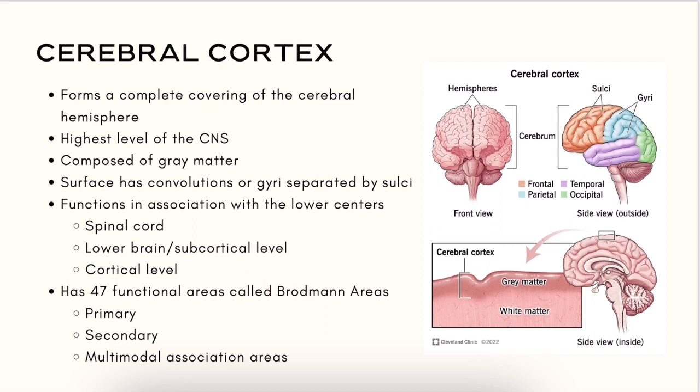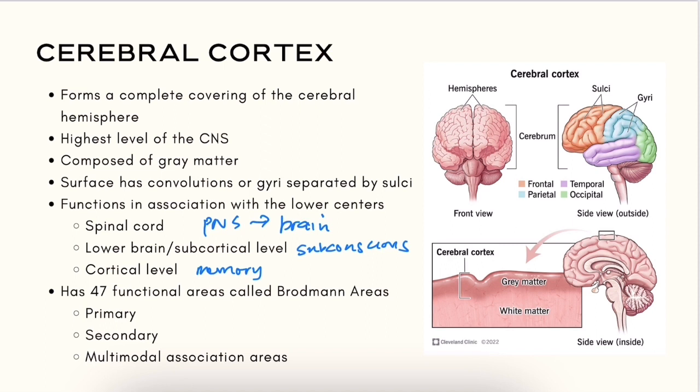So we have the three levels of the nervous system. We have our spinal cord, which connects the PNS to the brain and handles reflexes. We have our lower brain or subcortical level, which is for subconscious activities, such as control of breathing, heart regulation, and wakefulness. And we have the cortical level, which is the memory storehouse, for higher level processes, thought processes, awareness, and consciousness.